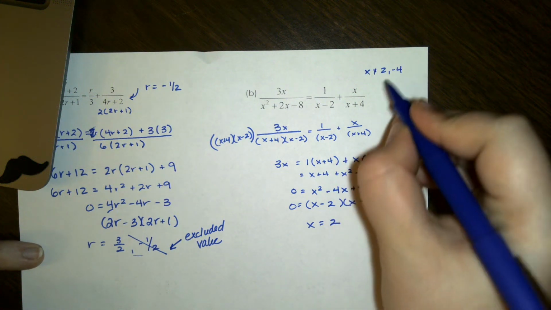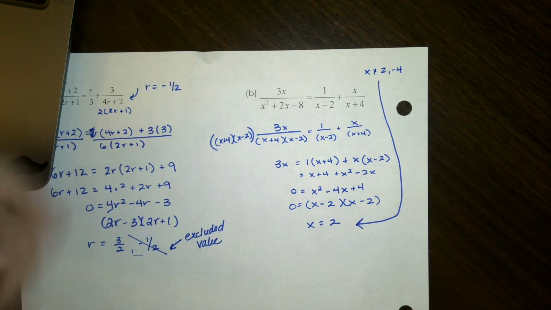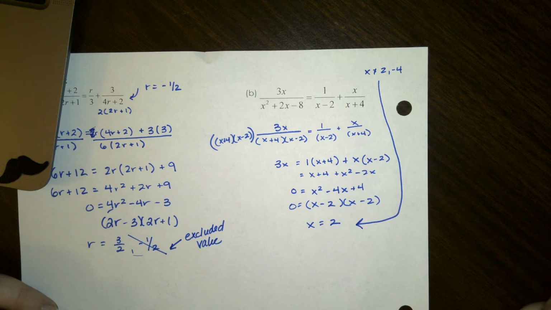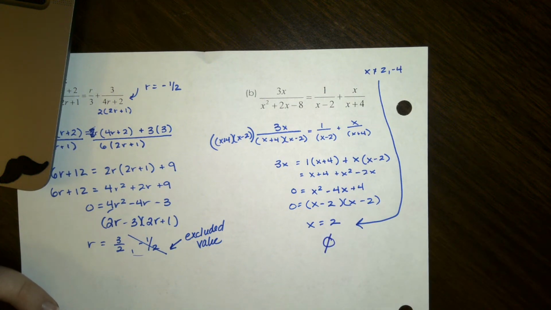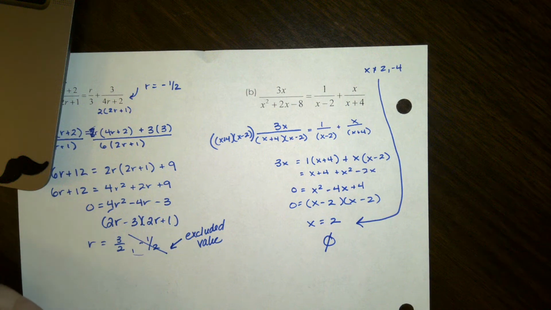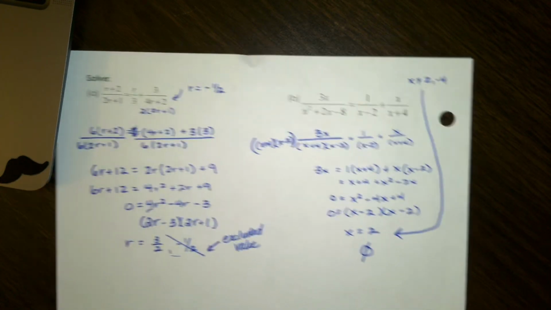Except, if I go back to the excluded values, my answer is one of my excluded values. If this happens, this means that there's no viable answer that could possibly be put in to get a solution for this problem because it's included in the excluded values.